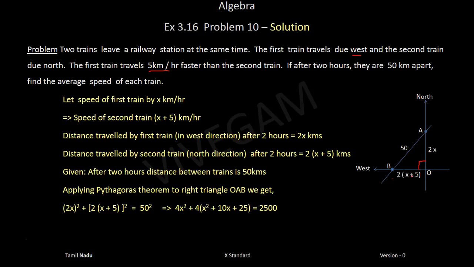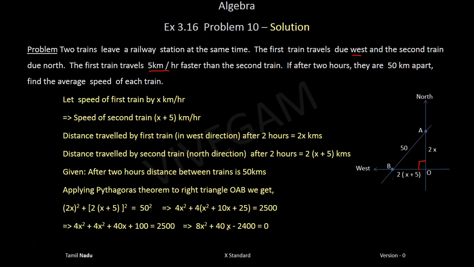2x the whole square plus 2 into x plus 5 the whole square will be equal to the hypotenuse square, that is 50 square. So expand this: 2x square will become 4x square, and this will be 4 into x plus 5 the whole square, and x plus 5 the whole square is x square plus 2ab, that is 2x into 5, that is 10x, plus b square, that is 25. Expand all these things and that's equal to 50 square, 2500. So 4x square, and 4 into 10 is 40x, and 4 into 25 is 100, that is 2500. Now these two when you add up you get 8x square plus 40x minus 2400 equal to 0.